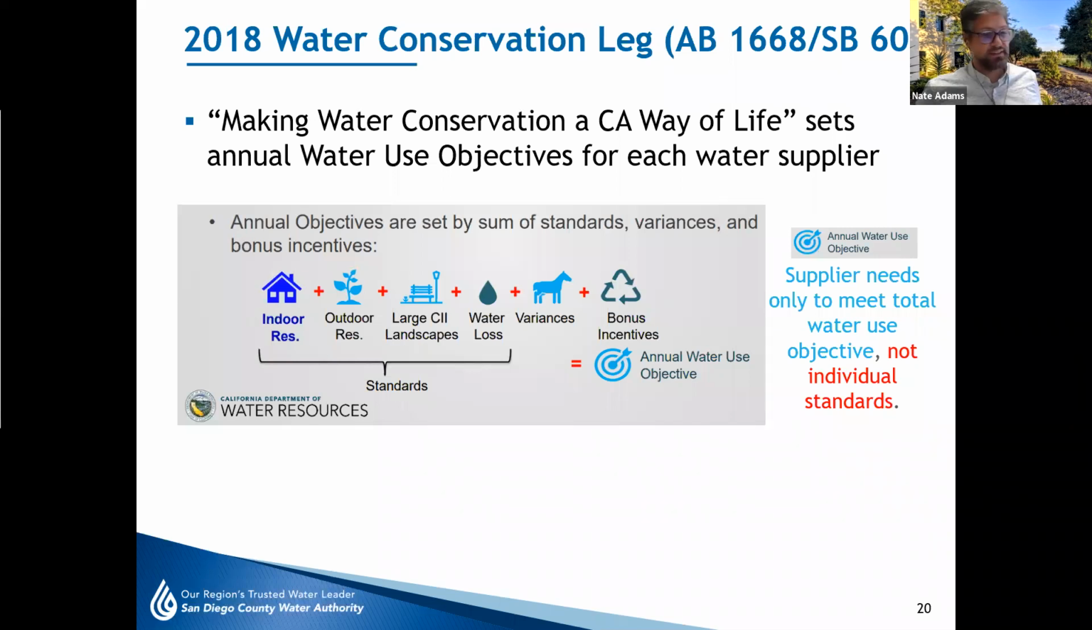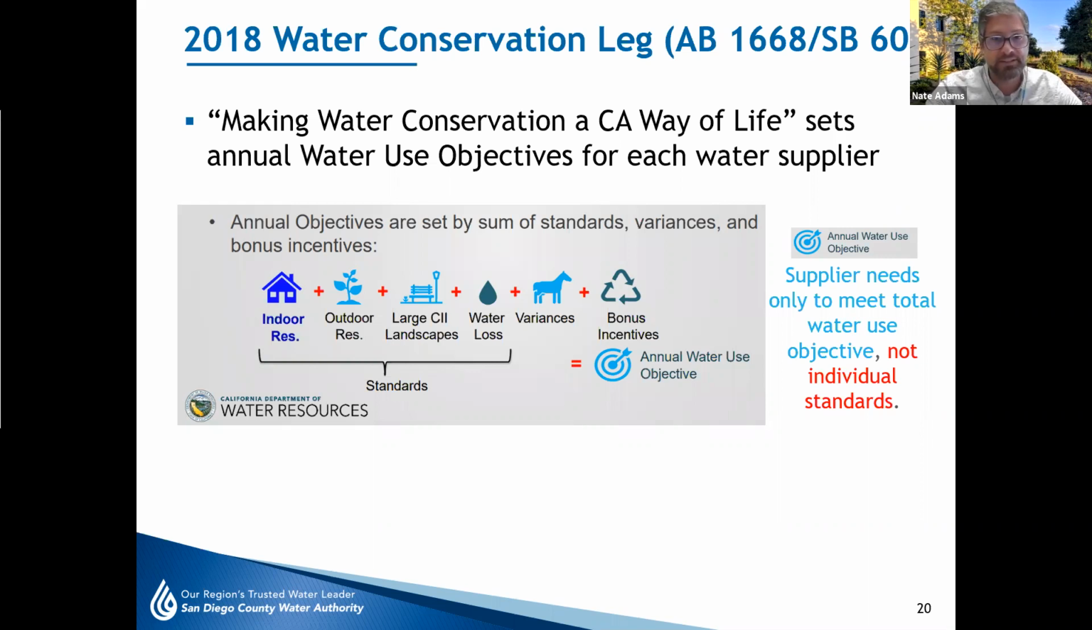All right, so let's take a step back. Elizabeth did a good job of setting this up: all of the different standards that add up to a utility's total annual water use objective. I blatantly stole this directly from DWR because I did not want to misrepresent what they are promoting. We're attending all these workshops, and off to the right I have the words "supplier needs only to meet total water use objective." And they are very quick and very good at saying that.